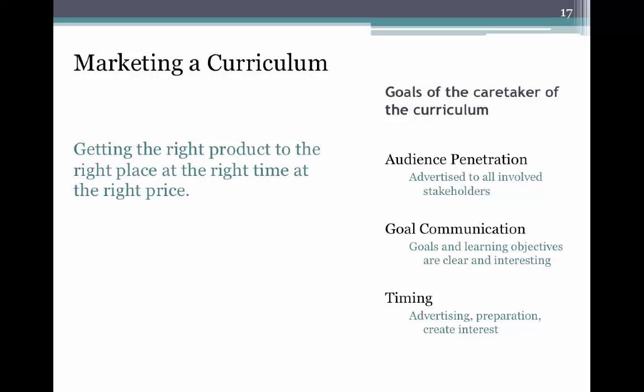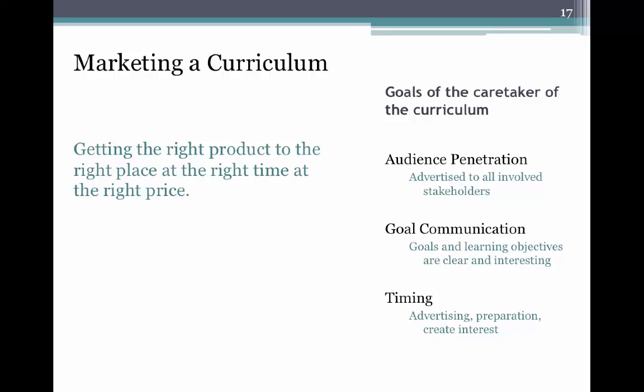Finally, timing of the curriculum, advertising, and curriculum delivery is very important. Advertisement of the curriculum must occur in a timely fashion so stakeholders can prepare for the curriculum, as well as be proximal enough to the unveil so that interest does not wane.